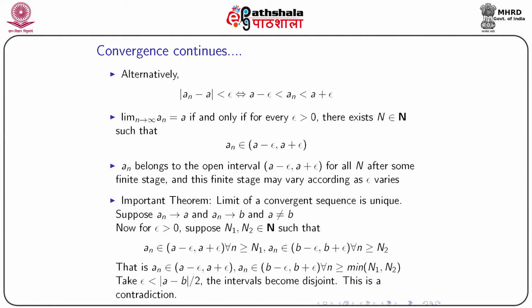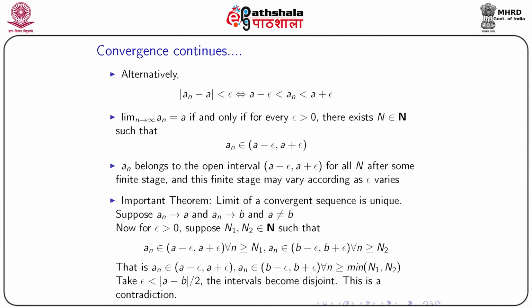Similarly, we are also assuming that a_n is converging to b also. That means a_n belongs to (b minus epsilon, b plus epsilon). So I have two open intervals, (a minus epsilon, a plus epsilon) and (b minus epsilon, b plus epsilon), and a_n belongs to both of these. This will happen whenever n is greater than or equal to N1, and simultaneously n is greater than or equal to N2. So combining this, we are saying n is greater than or equal to the minimum of N1 and N2.